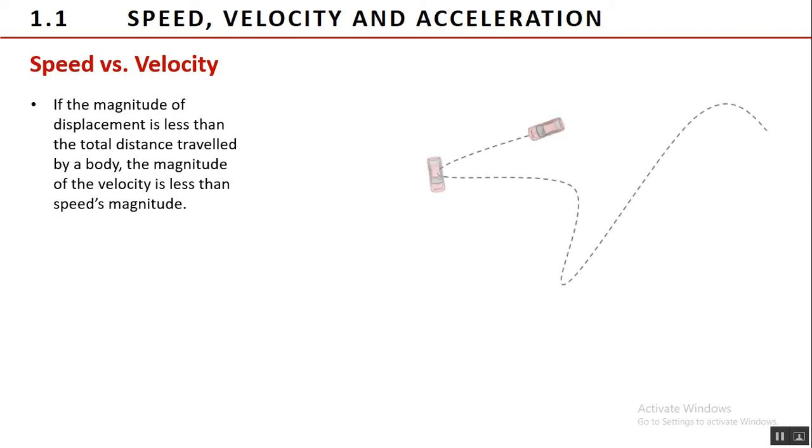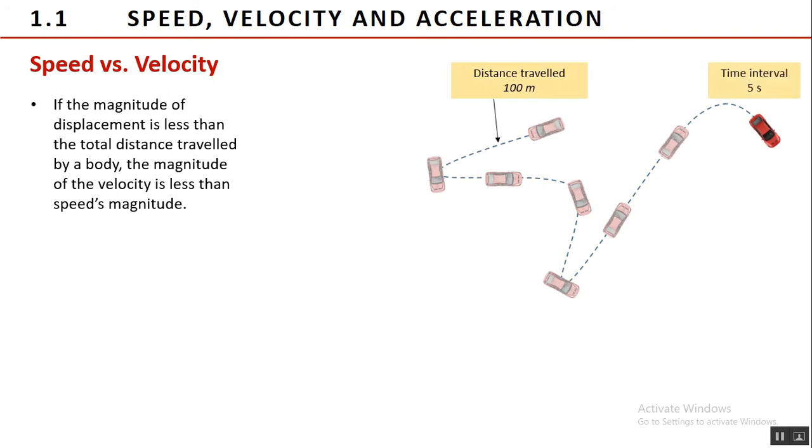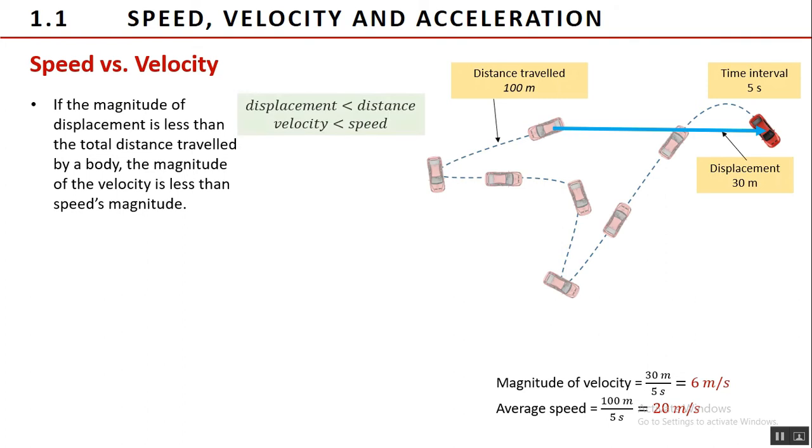To explain this, let's say we have a car which traveled 100 meters along the indicated path in 5 seconds. The average speed of the car is 20 meters per second. Now we see that the magnitude of displacement is definitely less than 100 meters, let's say 30 meters. With this value, the magnitude of its velocity is 6 meters per second, which is less than the value of speed, 20 meters per second.